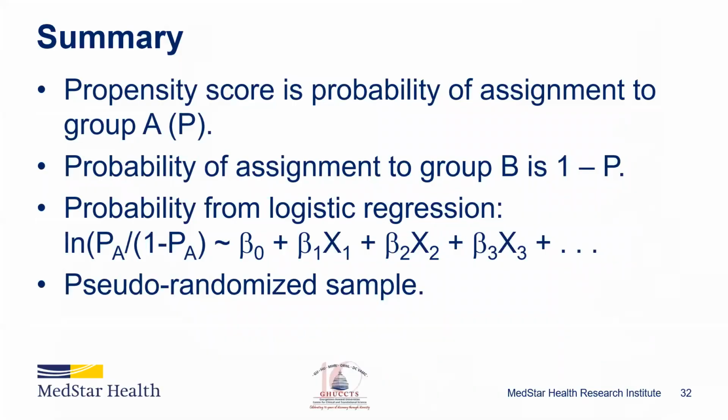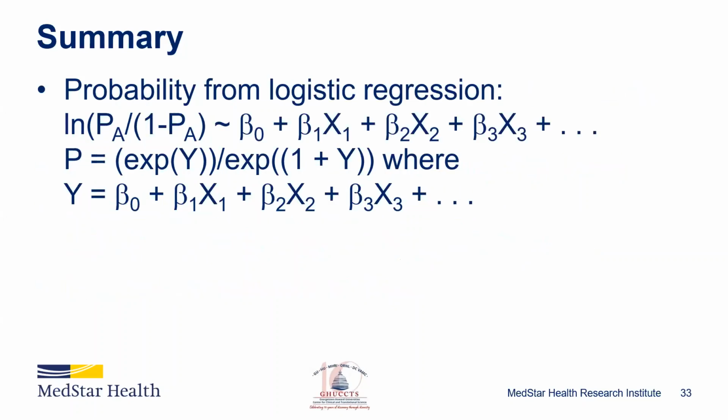Okay, so in summary then, our propensity score is a probability of assignment to a group. The probability of assignment to the other group is just 1 minus that probability. And we get that probability from a logistic regression equation, and the hope is that we get a pseudo-randomized sample. And then the probability, as I mentioned before, is just you solve the logistic regression equation and then take the exponent of the regression equation divided by the exponent of 1 plus the regression equation.